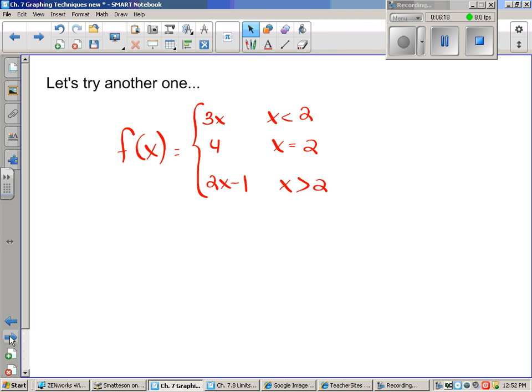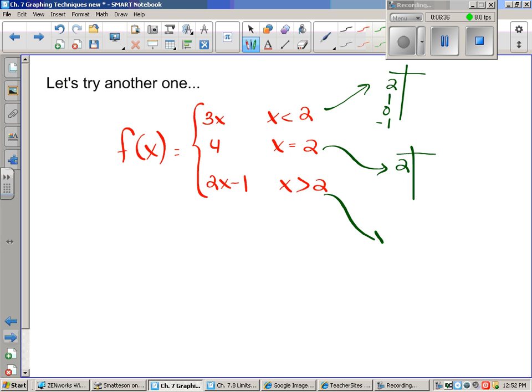Okay, so where is my point of contention here? Where's the point that I want to focus on? And of course, that would be for 2. So for every one of these, we're going to have 2. And this is the x's that are less than 2. So I'm going to pick out a few of those. And this one just is at 2. And then this is the x's that are greater than 2. Again, notice all of these start with 2, even though they're not all equal to.